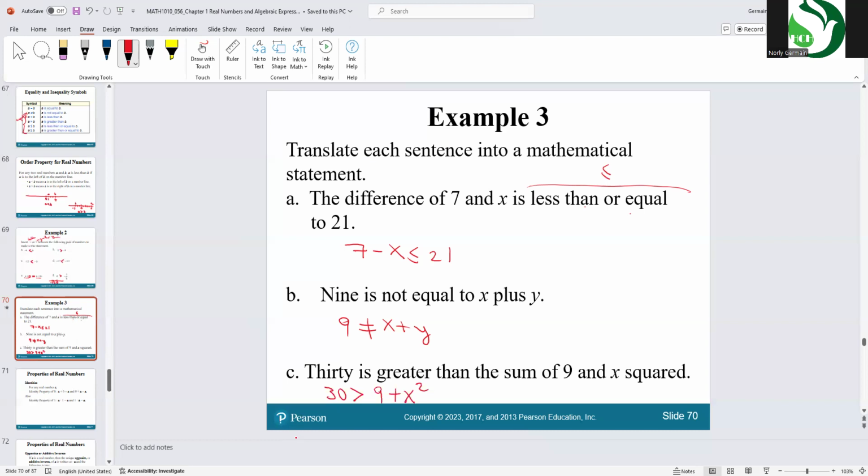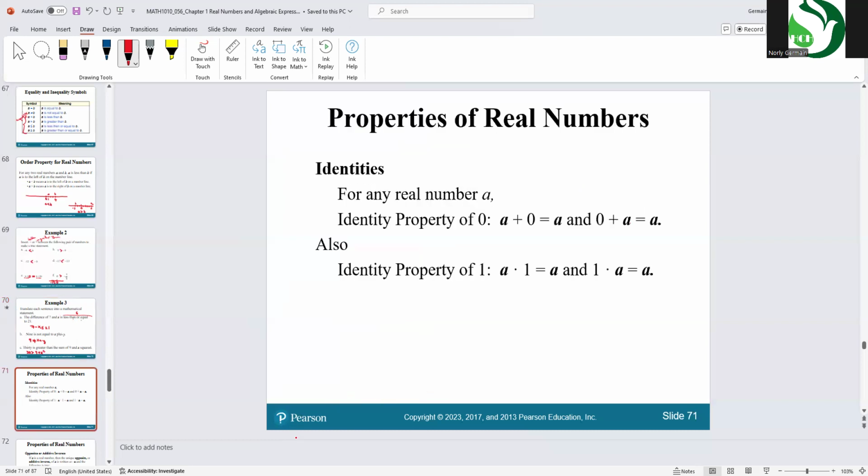Now, how to identify identities of inverse? Well, I think that's very important also. For any real number A, identity property of 0: adding 0 to any number, like 5 plus 0, that would be 5. 0 plus 12, that would be 12. But you also can say, like negative 15 plus 0, it would be negative 15. 0 has no impact on it.